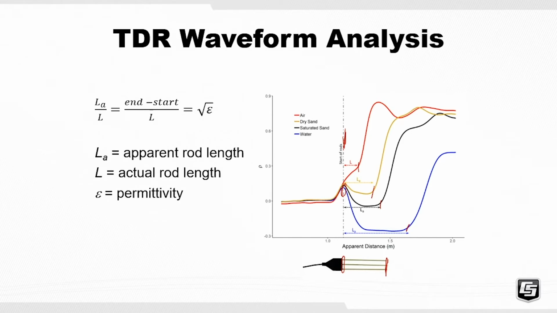And so over here on the left, we have this equation. The LA, or the apparent length, is divided by the actual length, and that is directly the square root of permittivity. So it's a pretty direct way of getting to permittivity.